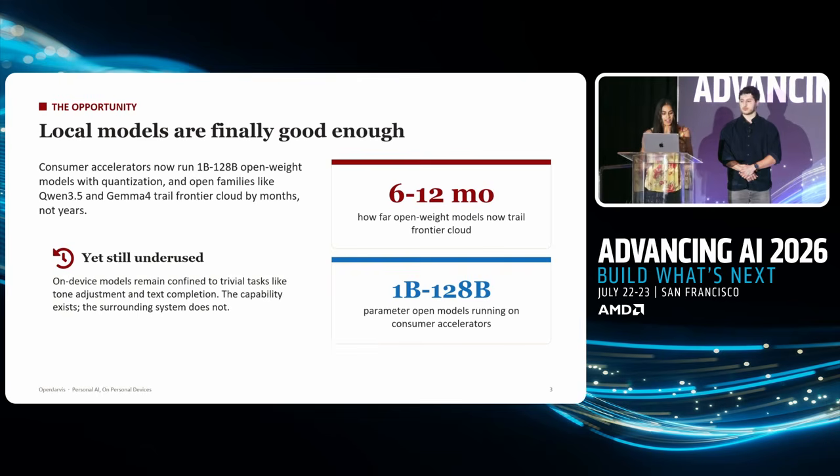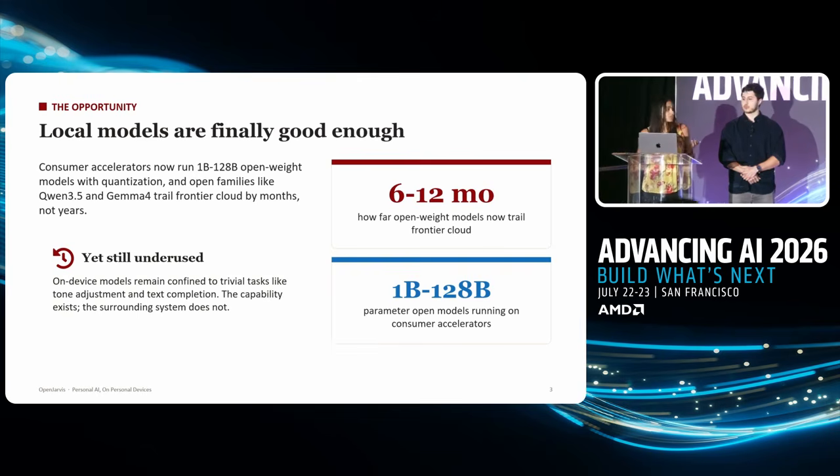However, this does not have to be the case, and two tailwinds are working in our favor. First, local models are finally good enough. Open-weight models like Qwen 3.5 and Gemma 4 trail frontier cloud models by 6 to 12 months in terms of capabilities. On top of that, consumer accelerators, things like the AMD Ryzen, the Apple M series, and the NVIDIA DGX Spark, now run 1 to 128 billion parameter open-weight models.